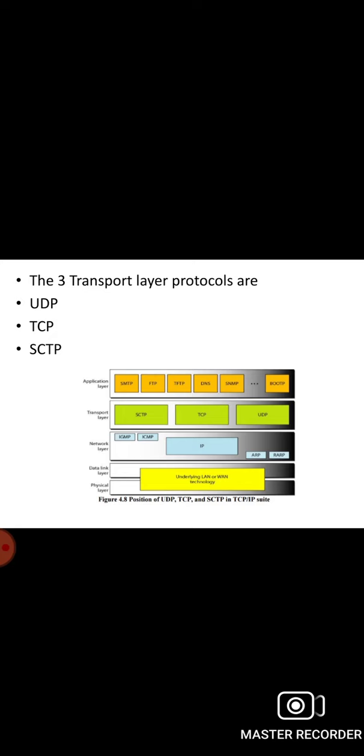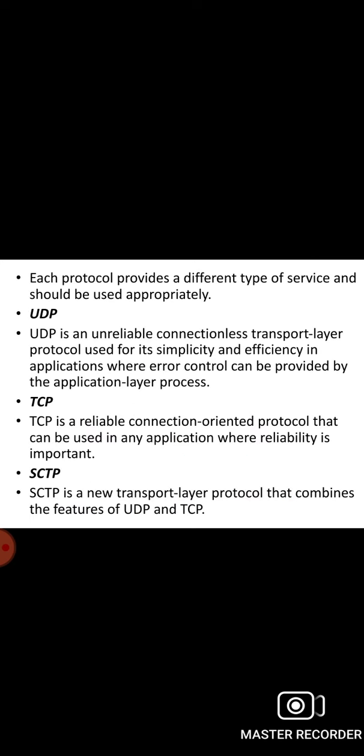And then a new transport layer protocol, SCTP, has also been designed. Now let us see one by one. So in total we have three transport layer protocols called UDP, TCP and SCTP.